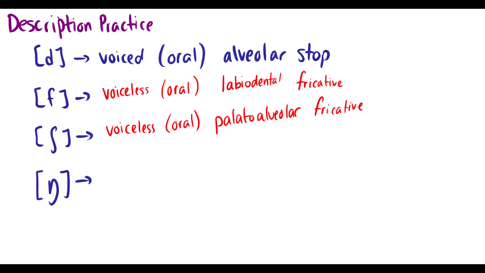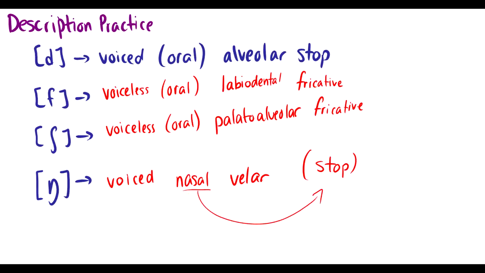Okay, what about ng? Well, it's not going through our mouth, so it's a nasal. And because it's a nasal, we know it's voiced. So that's going to be a voiced nasal. Now, where is it located? Well, it feels at the back of our throat where our K's and G's are. That's going to be a velar sound. And, is it a stop, a fricative, whatever? Well, it is a stop, but we put that in brackets because this nasal implies stop. So, the stop here is optional to write.